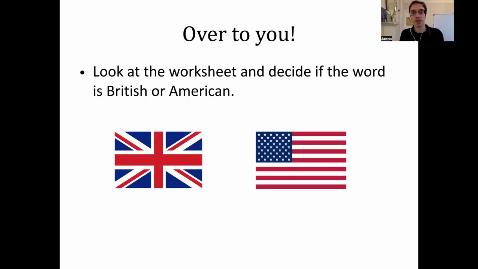And now it's over to you to look at the worksheets on the next slide and decide if the word is British or American. Now, to make it a little bit harder, if you think the word is either British or American, think to yourself, what is the other word? Okay, so if you think the word's British, well, what do the Americans say? And vice versa, okay? When you're learning English, it's quite important to maybe know both, because you might hear both depending on what kind of person you're listening to, or even what film or movie you're watching.